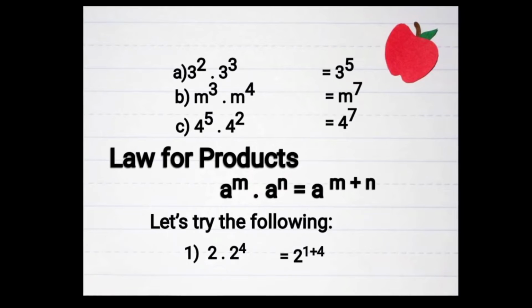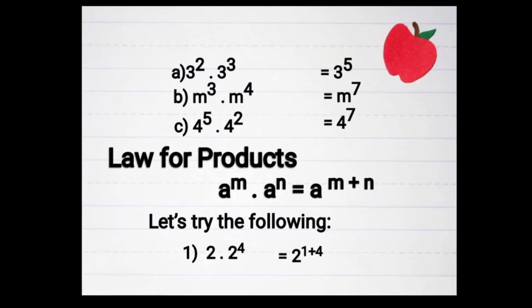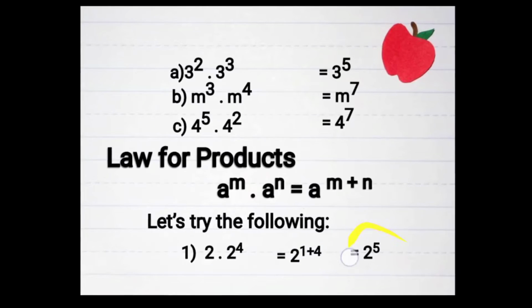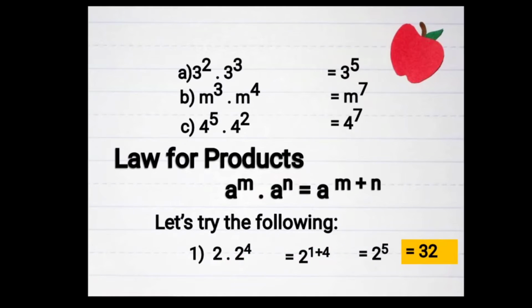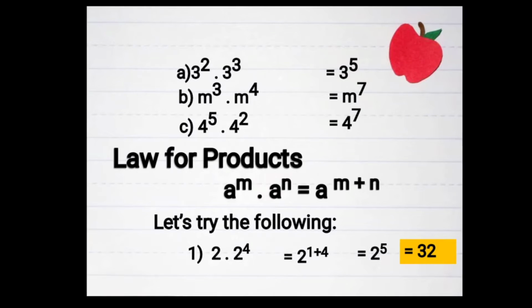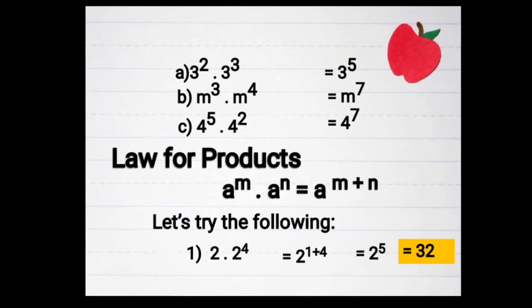So 1 plus the exponent of this 2, which is 4. So 1 plus 4 is 5. That's why we have 2 raised to 5. Then when you simplify it, the answer is 32. Why 32? Because 2 raised to 5 means 2 times 2, that is 4, times 2, that is 8, times 2, that is 16, and times 2, that is 32. We multiplied 2 by itself 5 times.